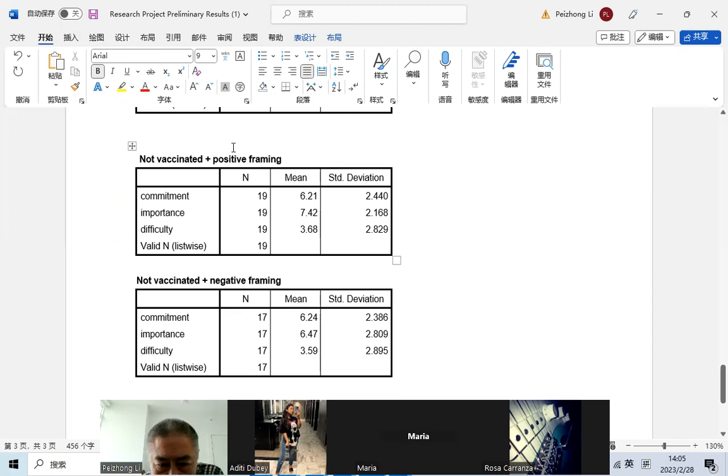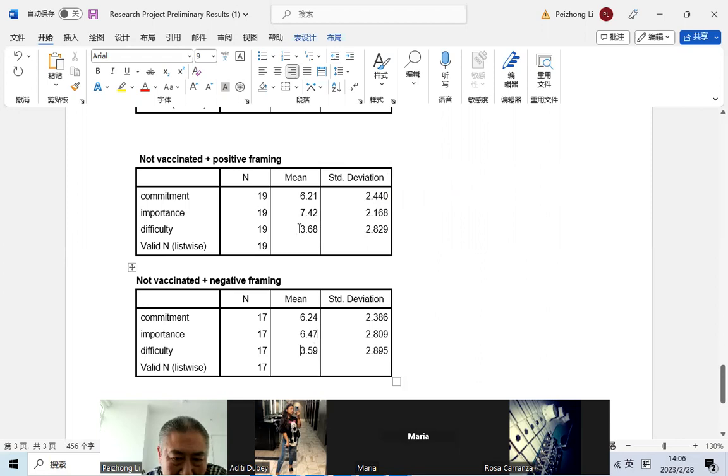One group received positive framing, the second group received a negative framing. And then here, does it support my prediction? My prediction that the positive framing would work better for them. And we have 3 ways to measure whether this works better. So here, positive framing, commitment, not too much difference, almost no difference at all, 6.2. That doesn't support my hypothesis. How about importance? That looks better. Importance for positive framing, 7.4. That's 1 point higher than the negative framing.